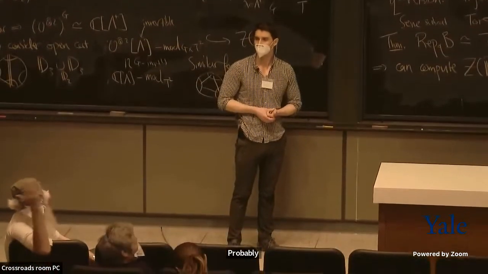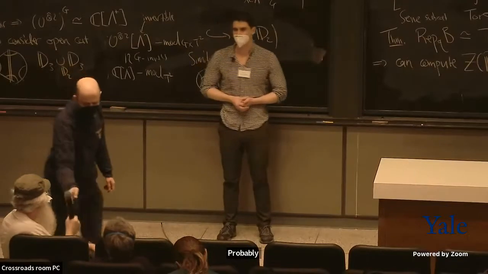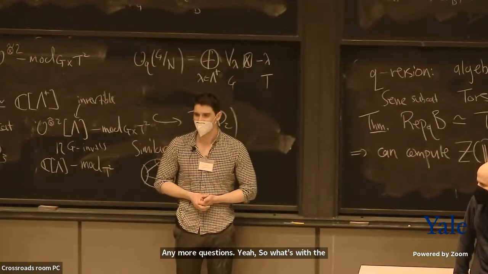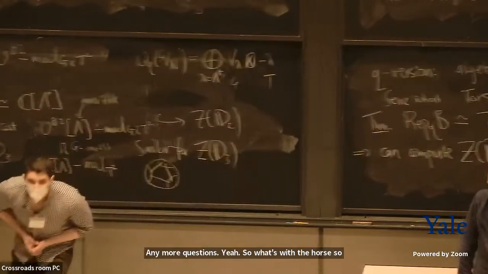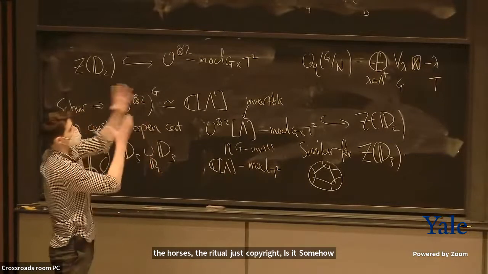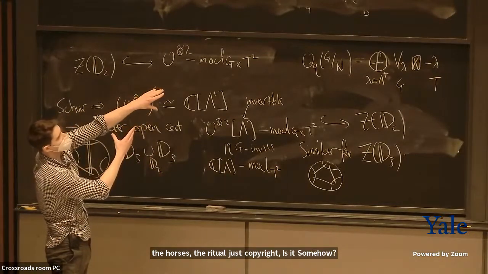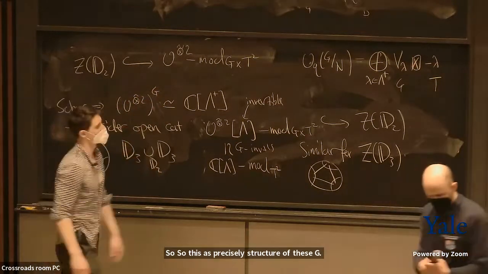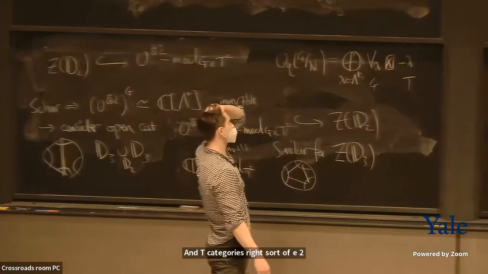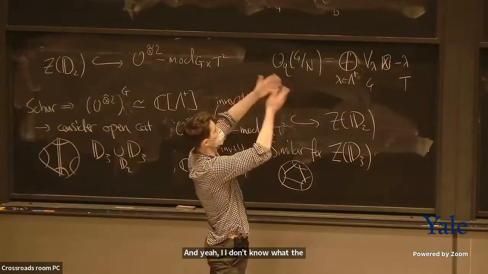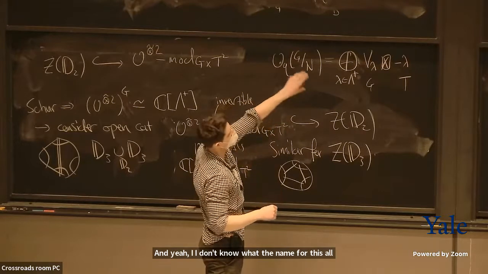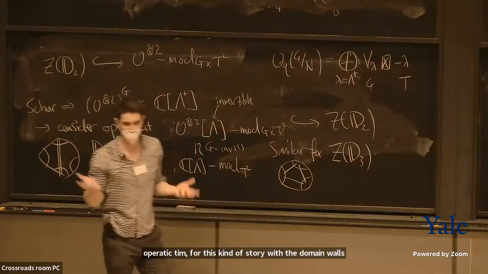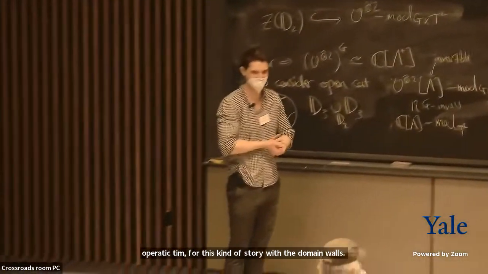Any more questions? But where to put the horse? The horse is the little disk operad. So this has precisely the structure of these G and T categories, sort of E2 algebras. I don't know what the operadic name for this kind of story with the domain walls is. I'm sure there is one, but some more learned person than me will probably be able to tell.